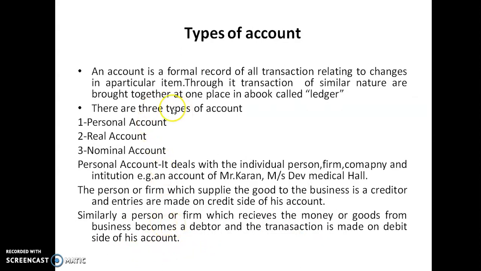Types of account. An account is a formal record of transactions relating to the changes in a particular item. Transactions of similar nature brought together at one place are called a ledger. There are three types of accounts: personal account, real account, and nominal account. Personal account deals with individual persons, company, firm, institution. Example: account of Mr. Kiran, M/S Dev Medical. Persons or firms which supply goods to the business are creditors, and entries are made on the credit side of their account. Similarly, persons or firms which receive money from the business become debtors, and the transaction is made on the debit side of their account.